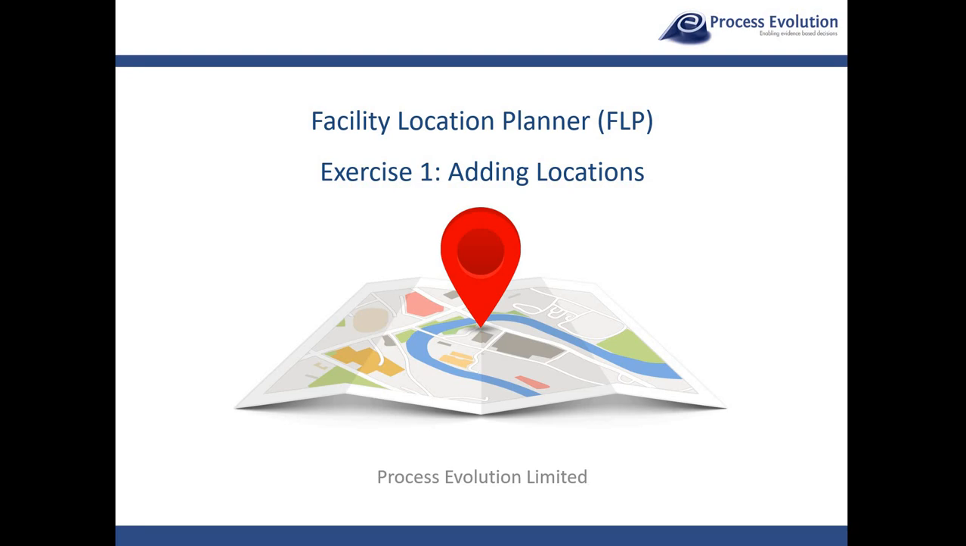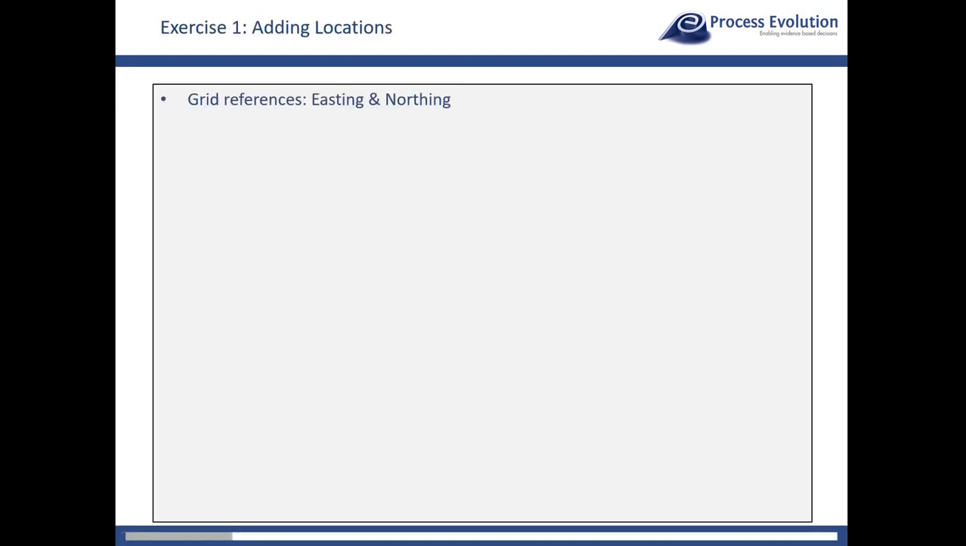In this video, exercise 1, we're going to look at adding locations. We're going to talk about grid references, in this case eastings and northings. We're going to look at the base location sheet within the Facility Location Planner and how we populate that, and then take part in exercise 1, creation of the map of base locations.